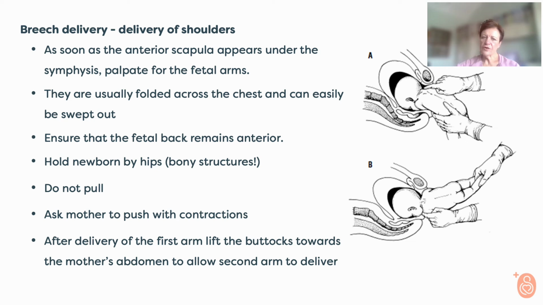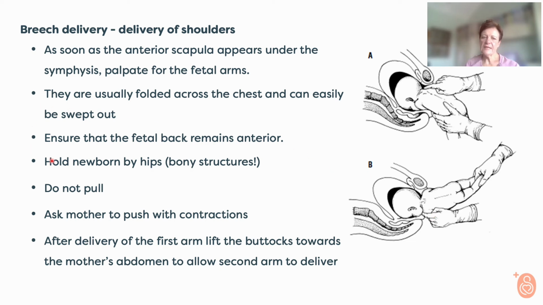Then the delivery of the shoulders. Now we've said we wait till we see the anterior shoulder. So the moment that the anterior shoulder appears here under the symphysis pubis, all that we do is we put our finger here above the shoulder and sweep down the anterior shoulder. Lift up the baby and do the same with the posterior shoulder.